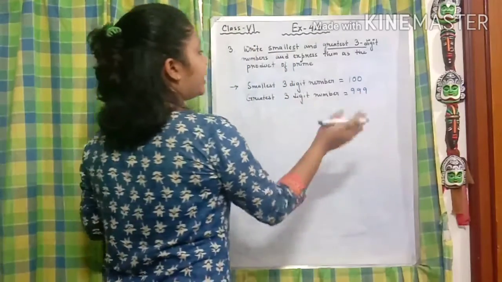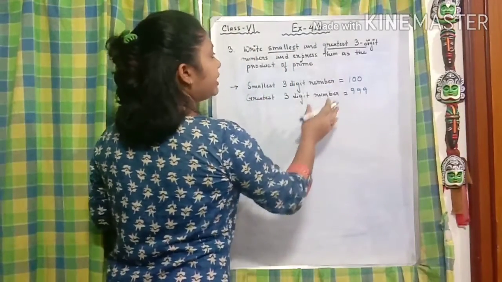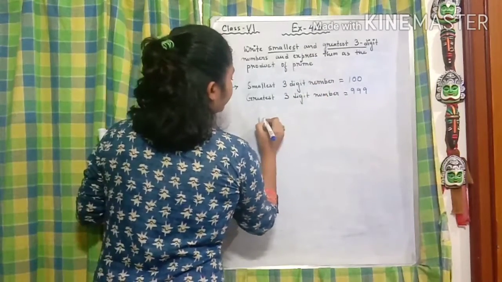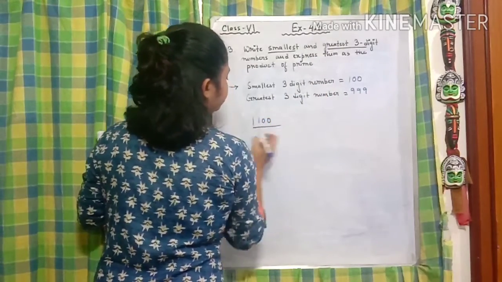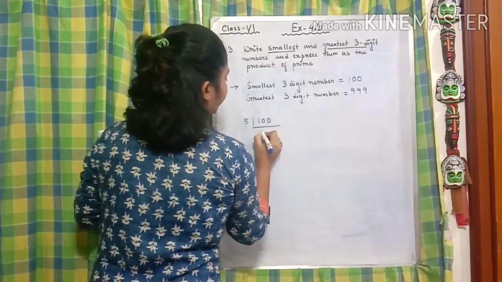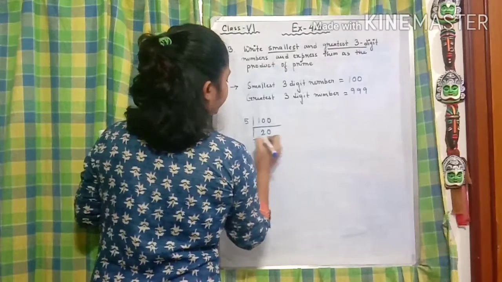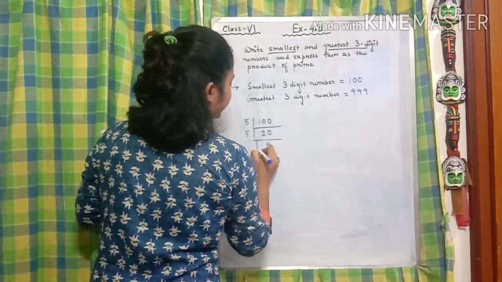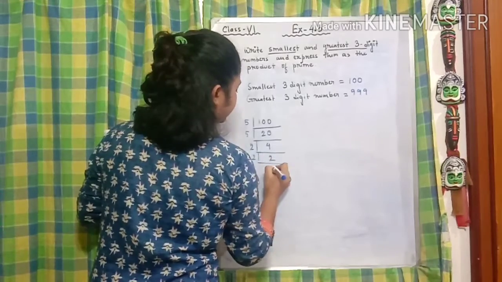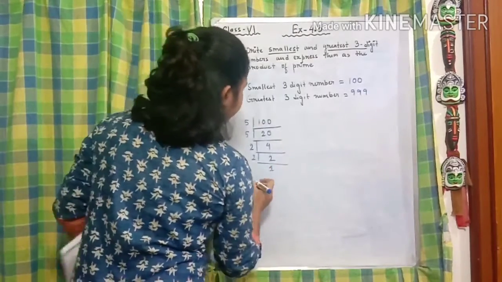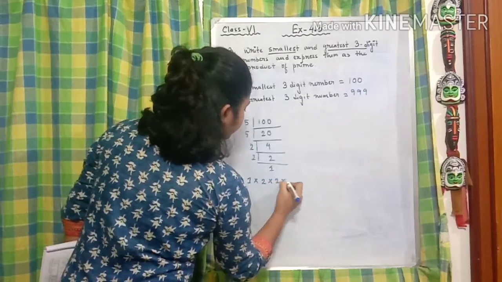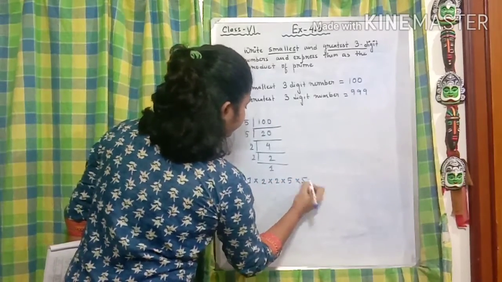Now we will do it separately and find their prime factors. First one, that is 100. We are going to divide it by 5, as there is a 0 at the end. 5 2s are 10. Once again by 5, 5 4s are 20. 2 2s are 4. And 2 1s are 2. So how can we say it? 1 into 2 into 2 into 5 into 5.